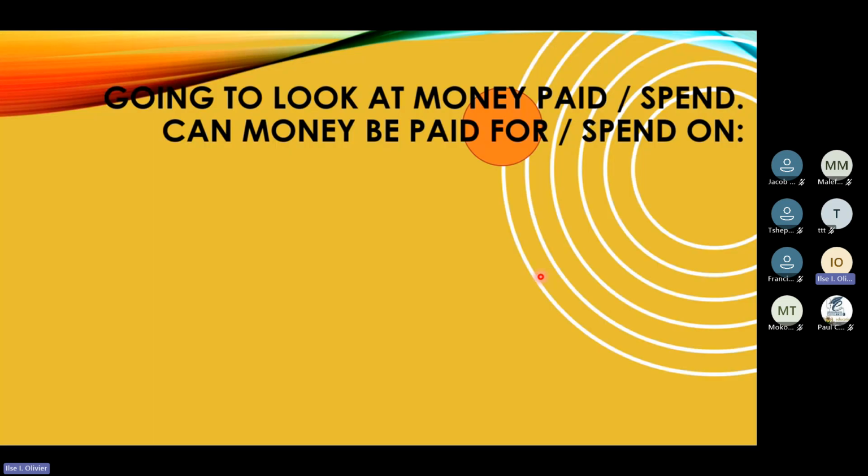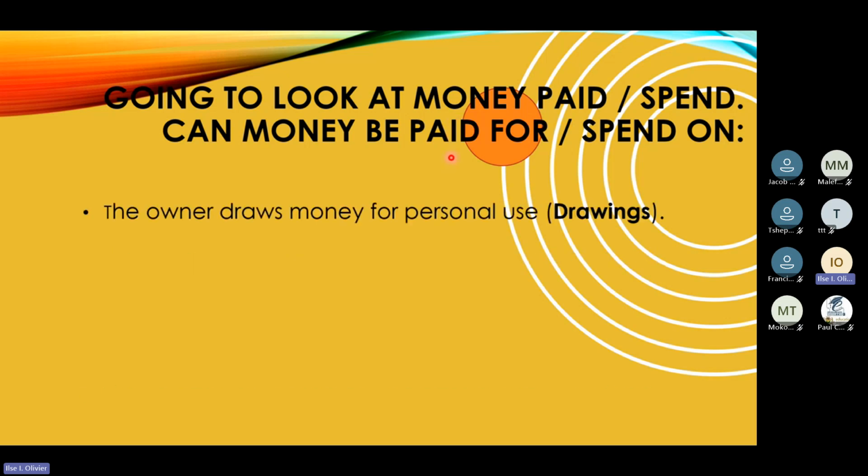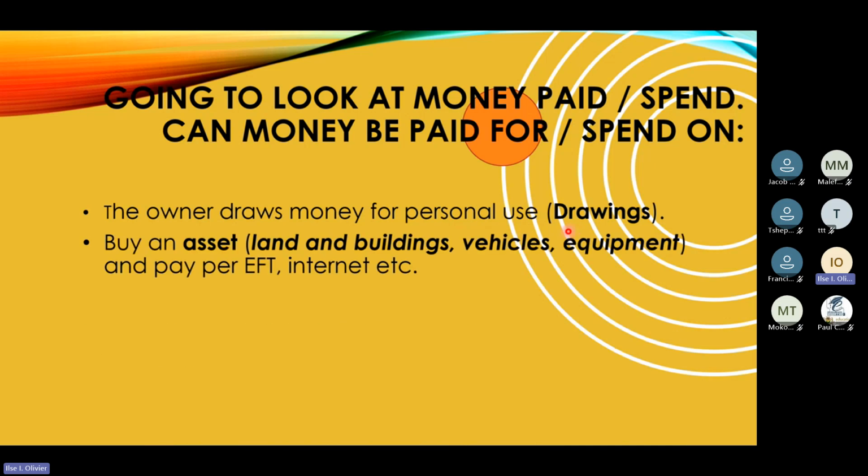Right. So we're going to look today at what we are going to pay for in a business in grade 8, or what the money is spent on. So let's look at it. So the first thing is that the owner can draw money for personal use. That means that will be drawings and it will decrease your owner's equity. Or we can buy an asset like land and buildings, vehicles and equipment.